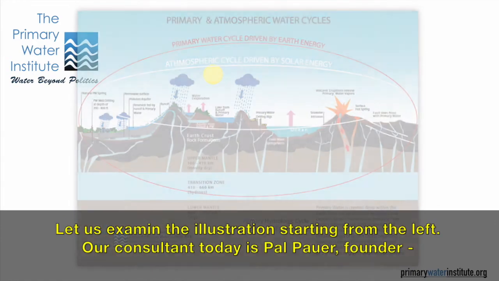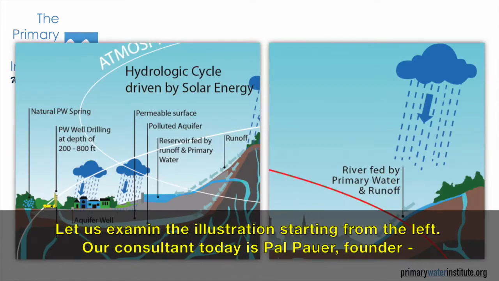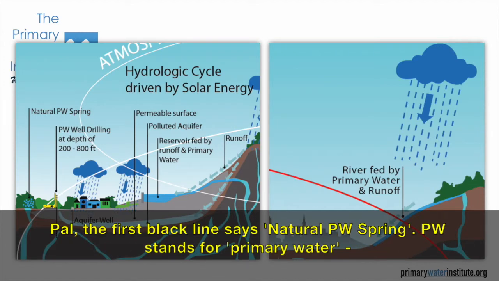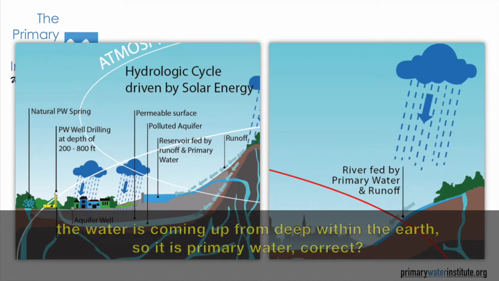Let us examine the illustration starting from the left. Our consultant today is Pal Pauer, founder of the Primary Water Institute. Paul, the first black line says natural PW spring. PW stands for primary water. The water is coming up from deep within the Earth, so it is primary water, correct?